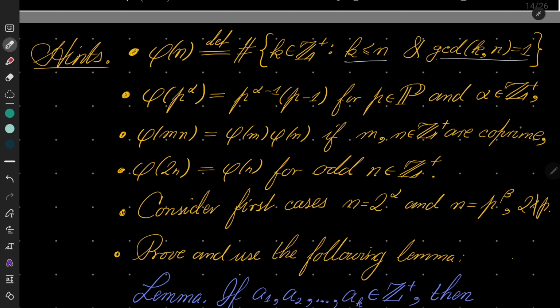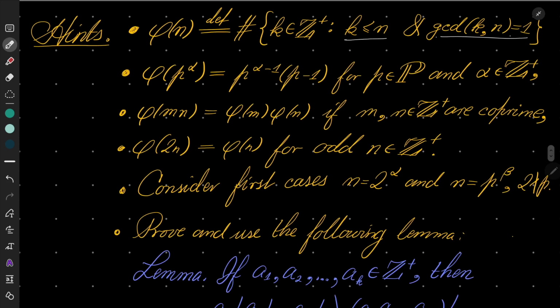Moreover, phi is a multiplicative function. What does it mean? It means that phi of m times n equals phi of m times phi of n if m and n are positive and co-prime integers. As a special case of the point given above, phi of 2 times n equals phi of n for every odd n. And now my proper hints for this problem.